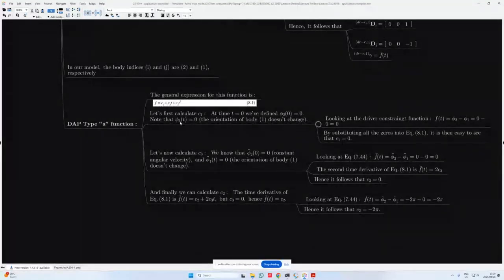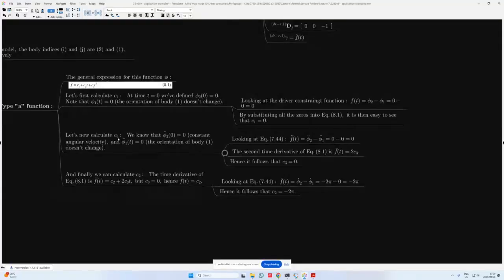Then we also note that phi 1 as a function of time is equal to 0. So the orientation of body 1 doesn't change. It isn't rotating about the z-axis. It's only going to translate along the x-axis. And looking at the driver constraint function, f of t is then equal to phi 2 minus phi 1, which is equal to 0 minus 0, and that indeed gives us 0. So if we then substitute all of the zeros into equation 8.1, it is then easy to see that c1 is equal to 0.